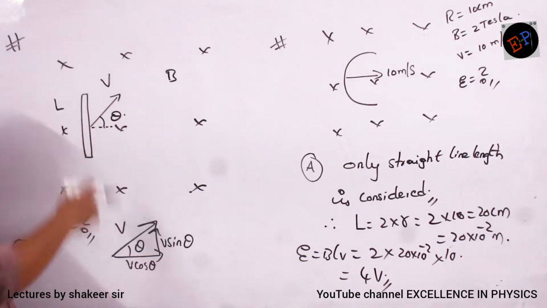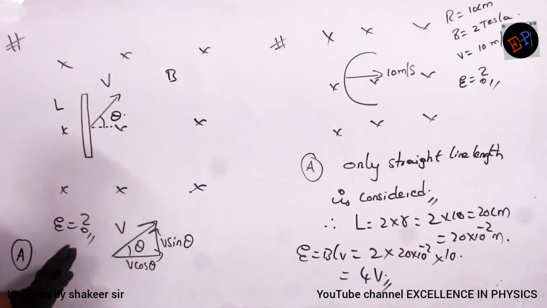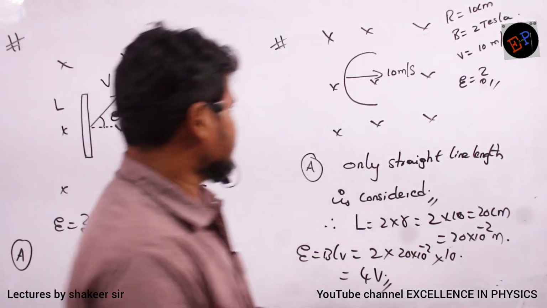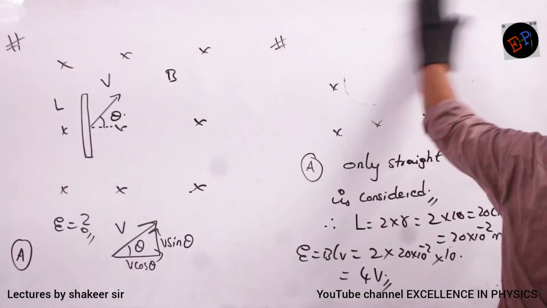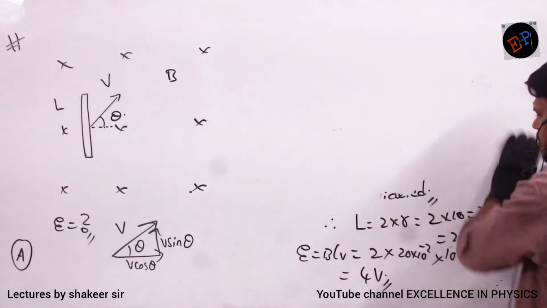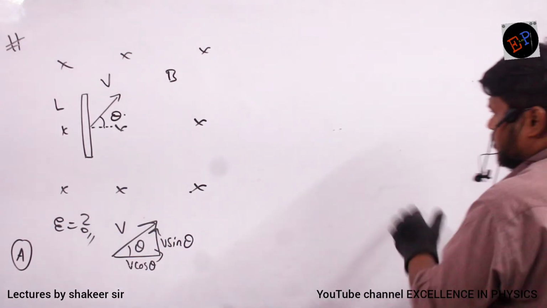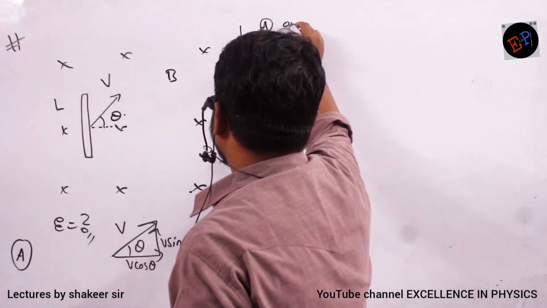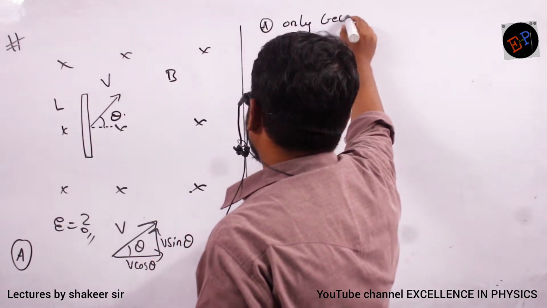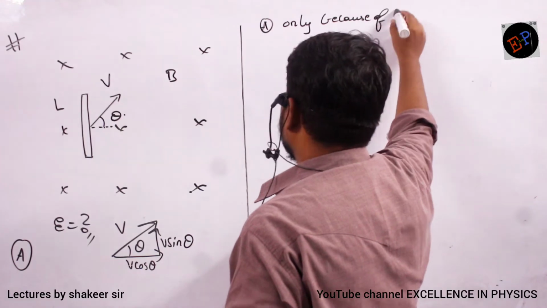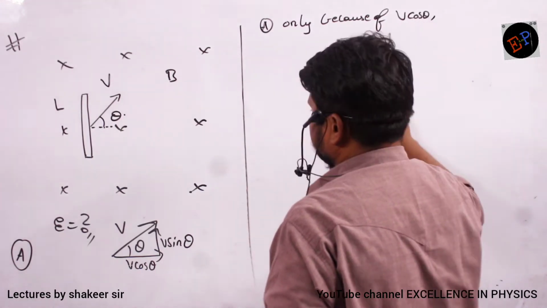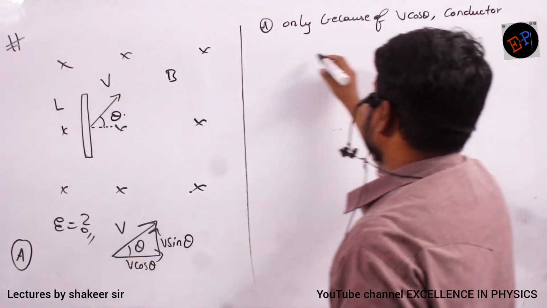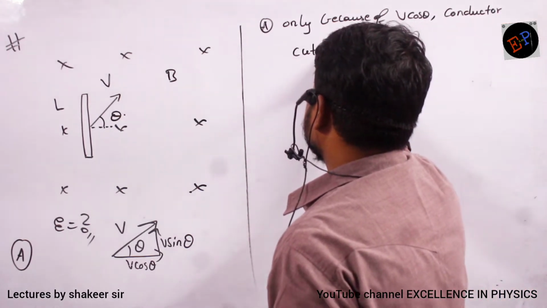Because of moving like this, it cannot cut the flux. Only if it moves in the horizontal direction can it cut the flux. So therefore I am supposed to take v cos theta only. So what is the point here? I can write the point: only because of v cos theta, the conductor cuts the flux.